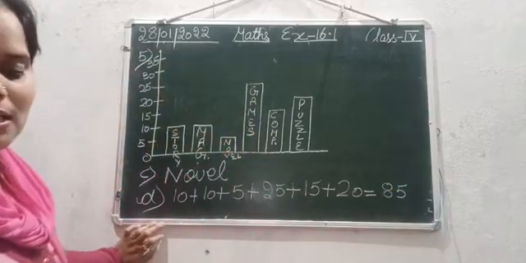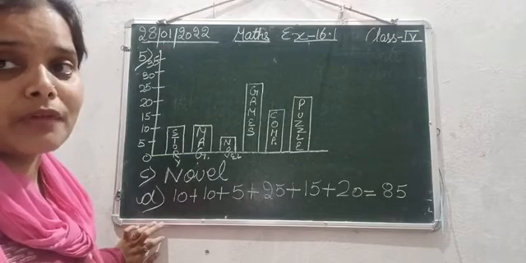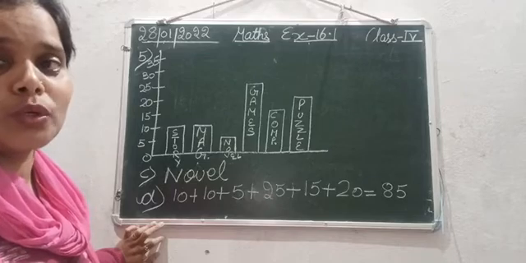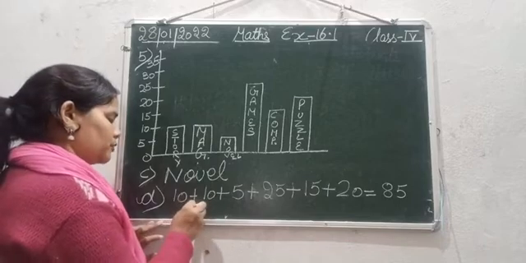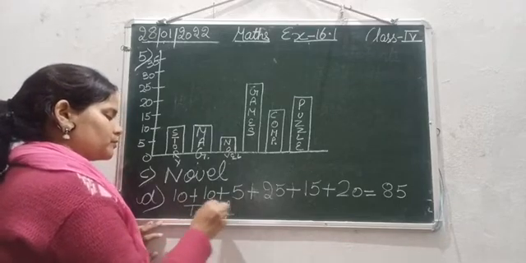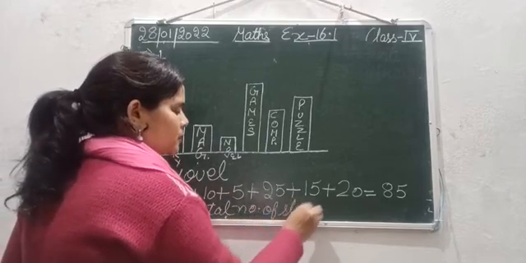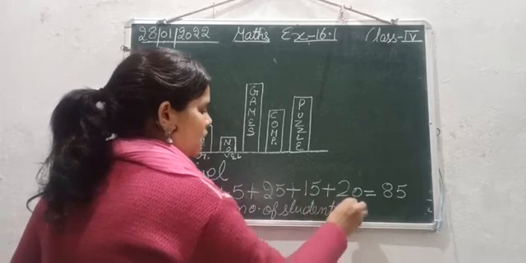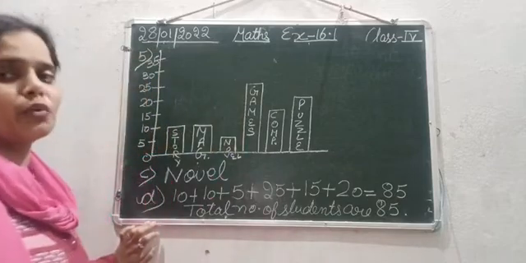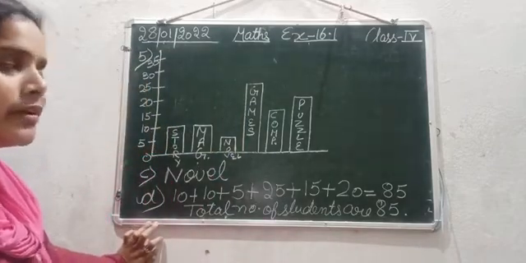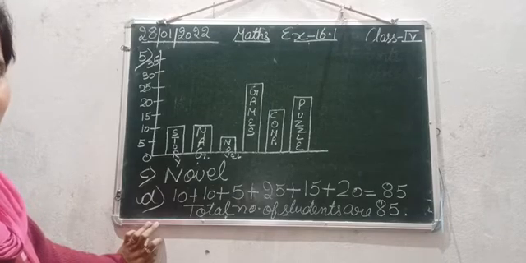85. Now the question was how many students are there in the class? So the total number of students in the class is 85. So the total number of students in the class is 85 students. Therefore total number of students are 85. Or you can write total number of students in the class as 85. So you can write both. You can write on both statements. So both the statements are completely correct, right?